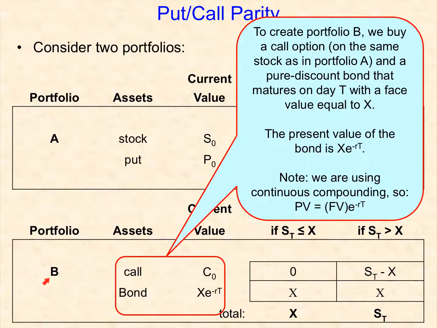Next, we'll examine portfolio B. To create portfolio B, we buy a call option on the same stock as in portfolio A, and we buy a pure discount bond that matures on day T with a face value equal to X. The present value of the bond is Xe^(-RT). Note, here we're using continuously compounded interest. It says the present value of a future cash flow is that cash flow times e^(-RT).